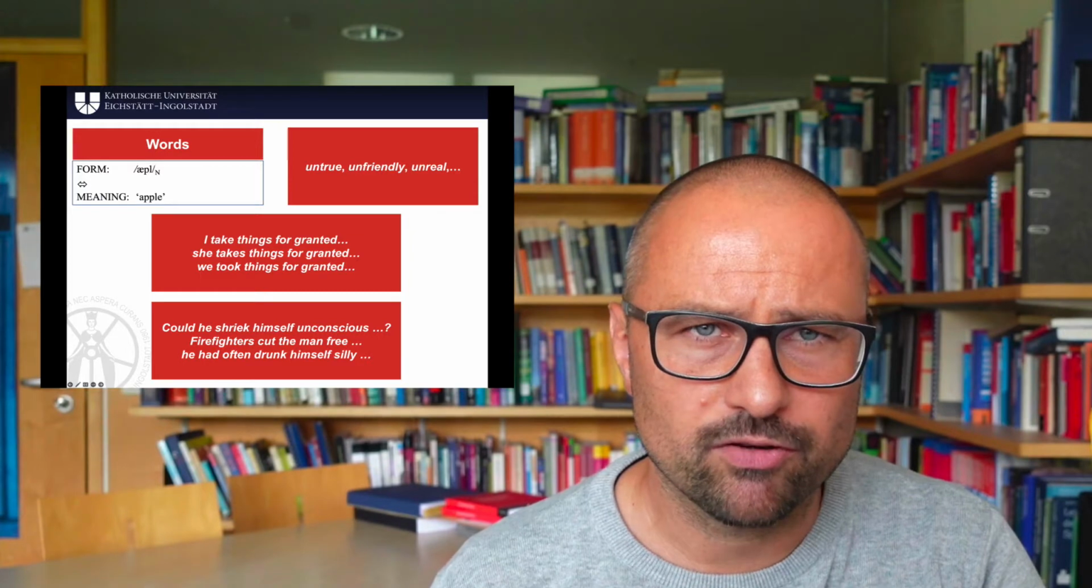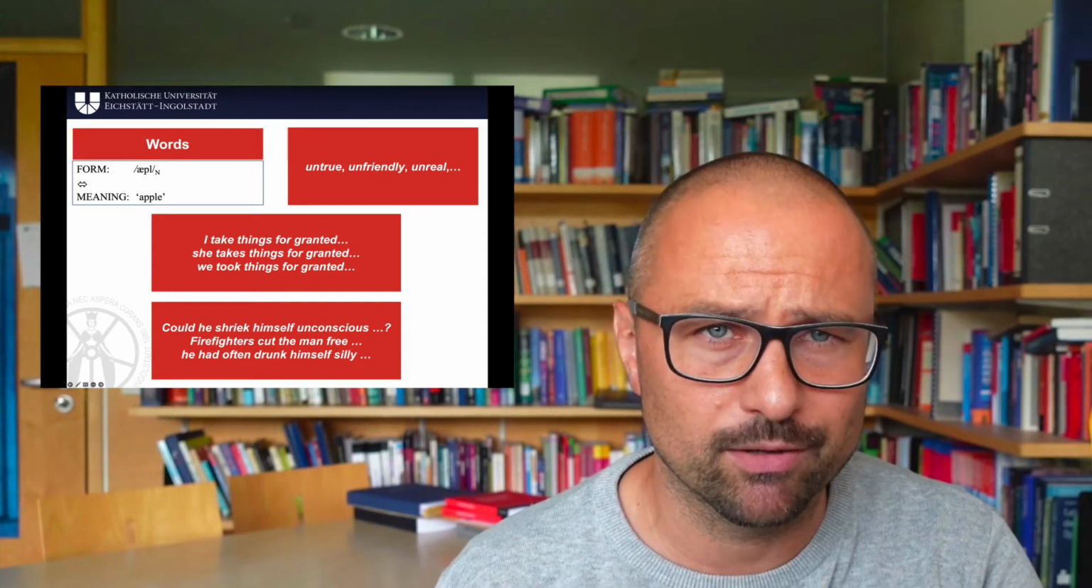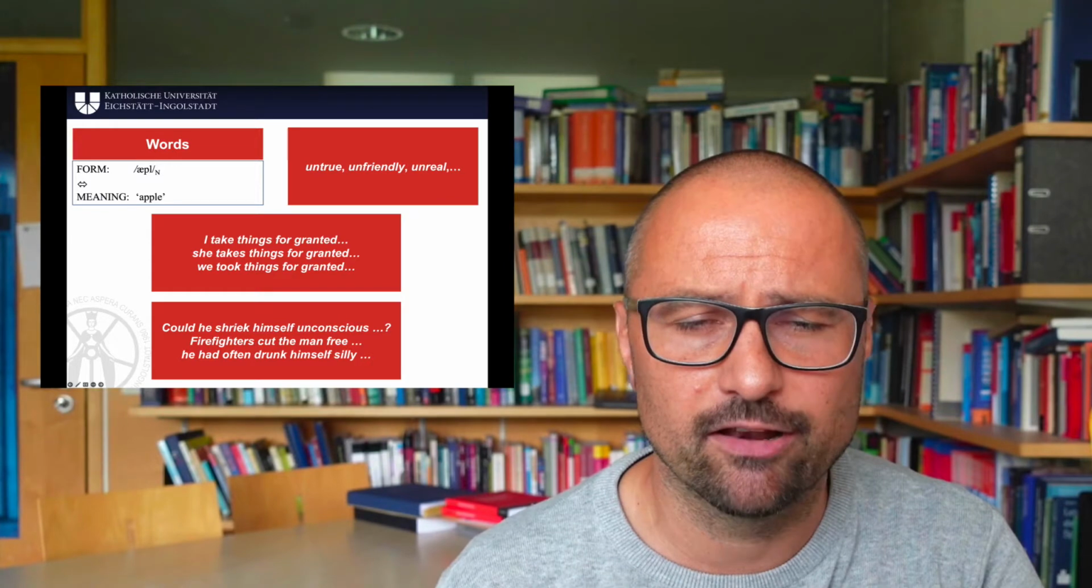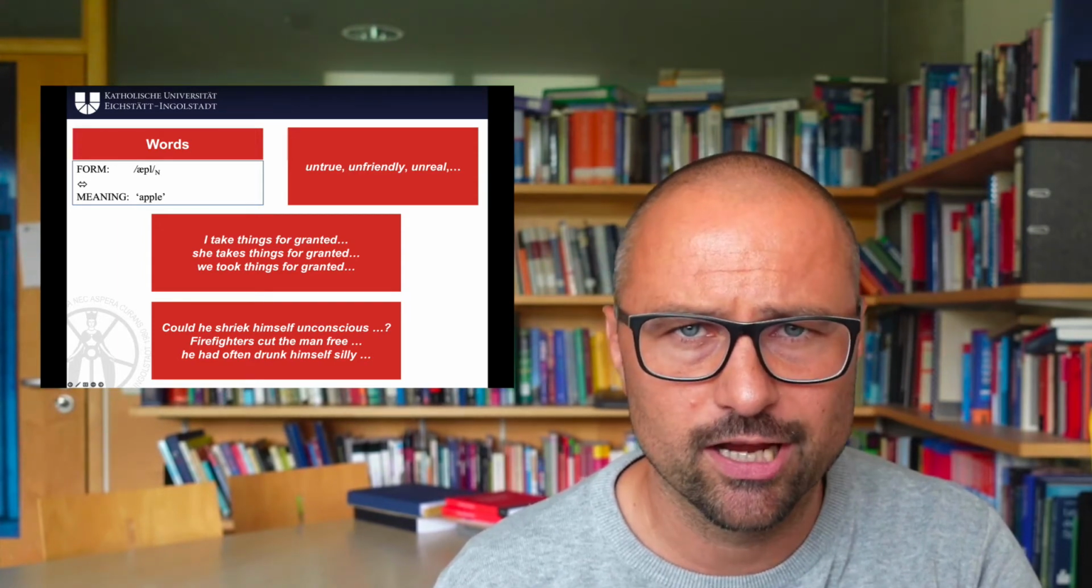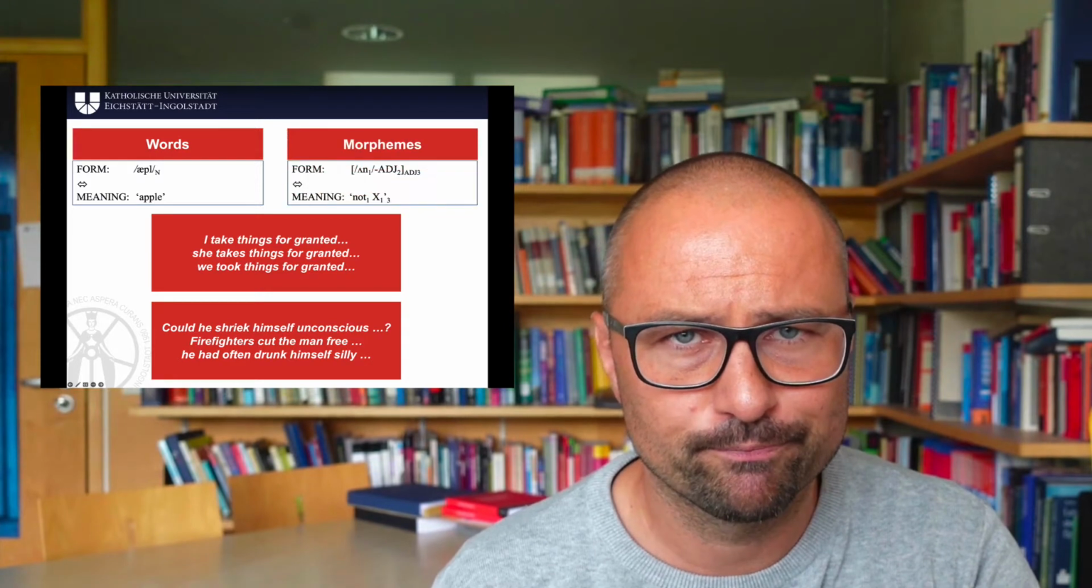Now, the point about construction grammar is that we think that it's not only words that are represented as form-meaning pairings. Look at the patterns in untrue, unfriendly, and unreal. Now, humans are really good at pattern detection, and you will, no doubt, already have identified the pattern underneath this, that it's un plus something, and it always means not this something. Untrue is not true, unfriendly is not friendly, unreal is not real.